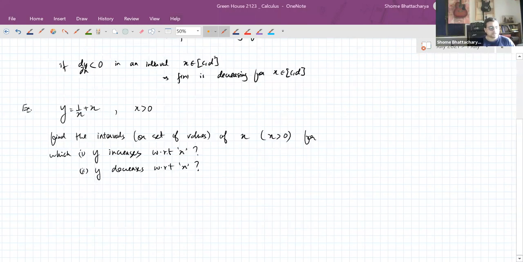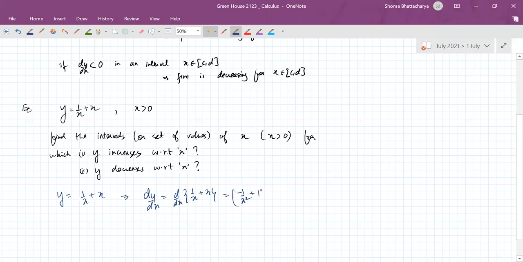This is a very interesting function and we'll discuss more about it. So just try this out first. Okay, so let's understand this. So y is 1 by x plus x. If we differentiate this, as you know, differentiation of 1 by x is minus 1 by x square. The differentiation of x is 1. So this is the derivative.